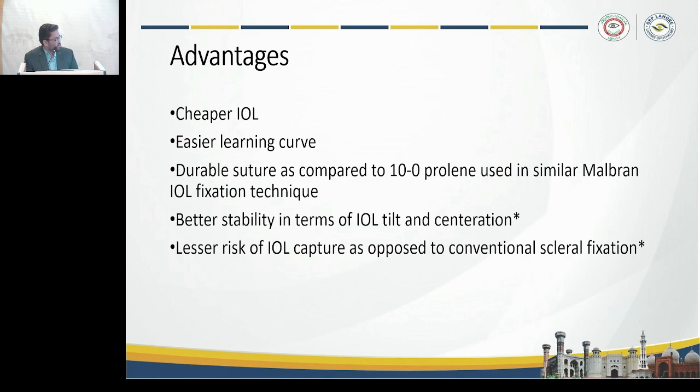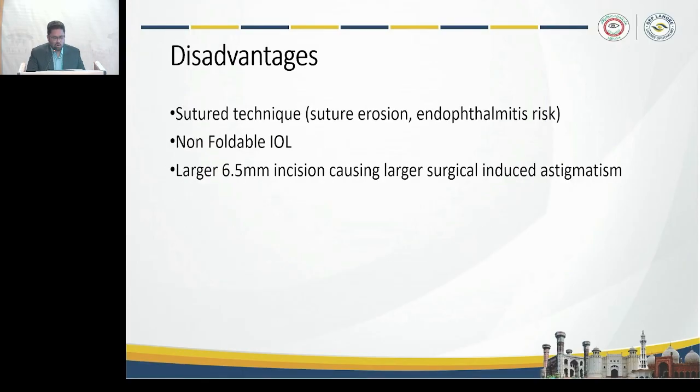Other advantages were lesser risk of IOL capture as opposed to conventional scleral fixation. Disadvantages are involving the suture. You can see scleral suture erosion through the conjunctiva or Tenon, which increases the endophthalmitis risk. A non-foldable IOL has been used, so there is a larger incision causing surgically induced astigmatism.